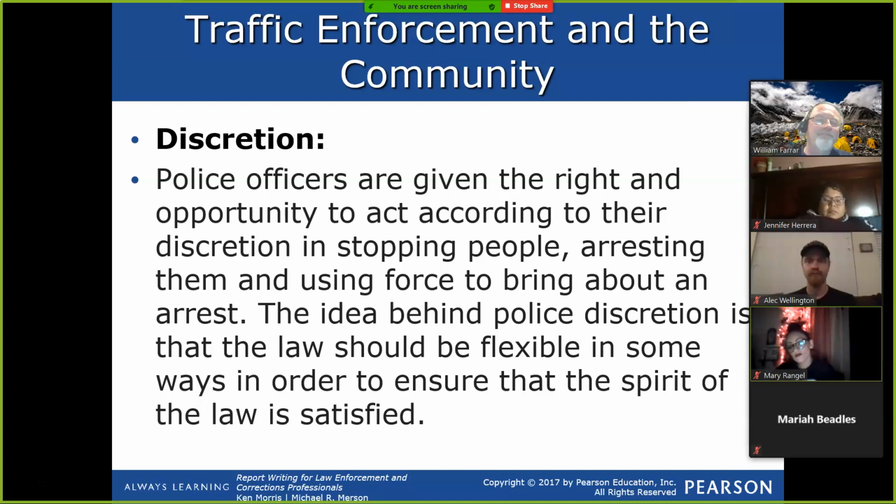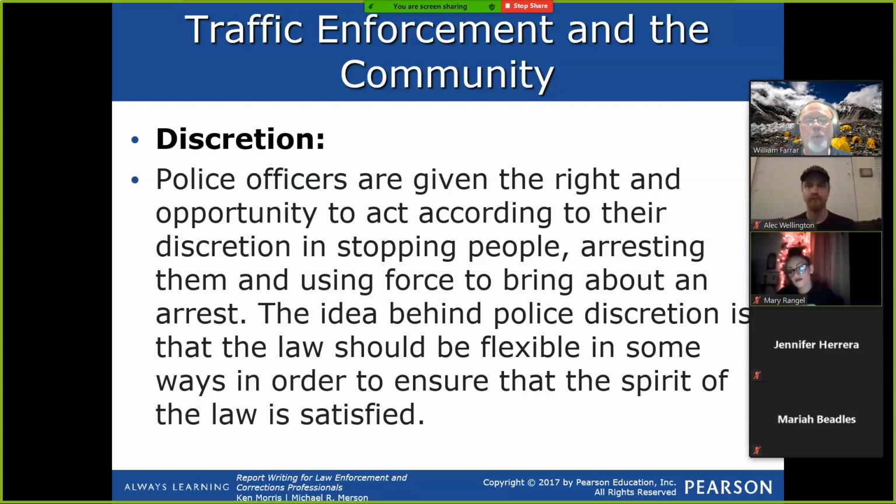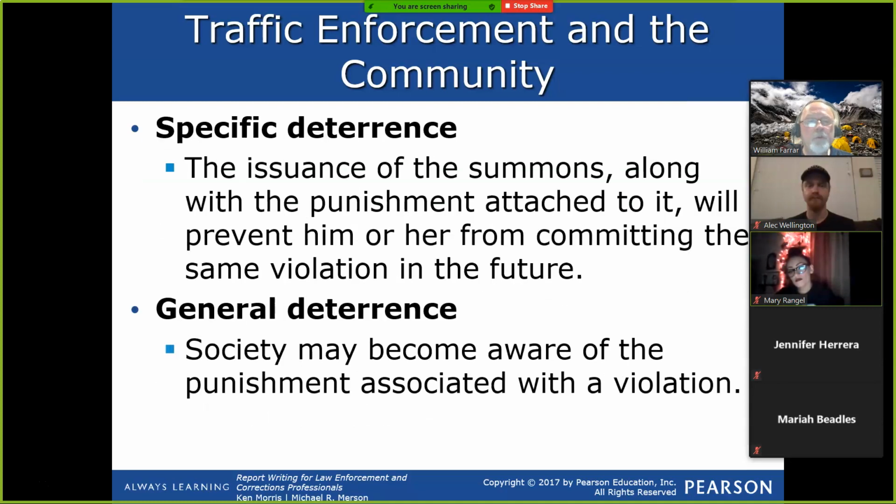And that's really, we don't like to really operate in that kind of environment if we can help it. So again, that's discretion. Traffic is also good for deterrence. So without going into the criminology background of deterrence, specific deterrence here for traffic would be the issuance of a ticket along with the punishment that's attached to it will hopefully prevent you from doing it again.